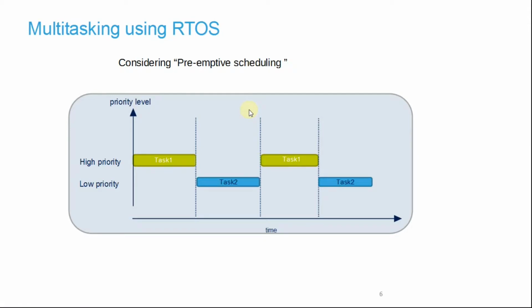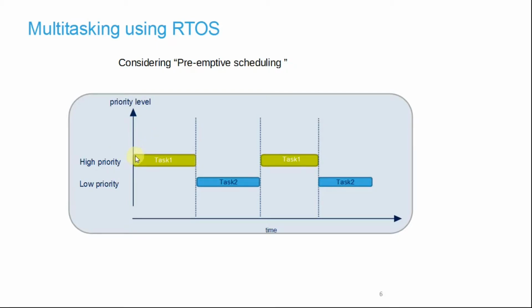So let's take a typical multitasking application using RTOS. I'm considering it as a preemptive RTOS scheduling. Preemptive means whichever is having the high priority will be run by the scheduler first. Now let's look at this diagram. Here we have two tasks, namely task 1 and task 2. Task 1 is having high priority and task 2 is having low priority. Based on the preemptive scheduling algorithm, the scheduler will take the high priority task first. Here the high priority task is task 1.